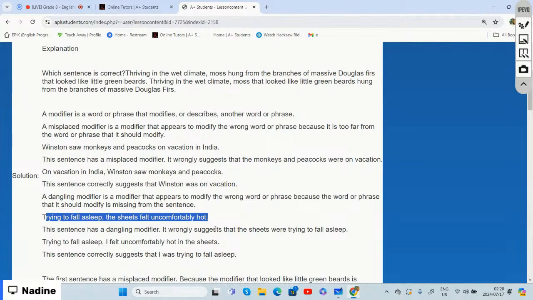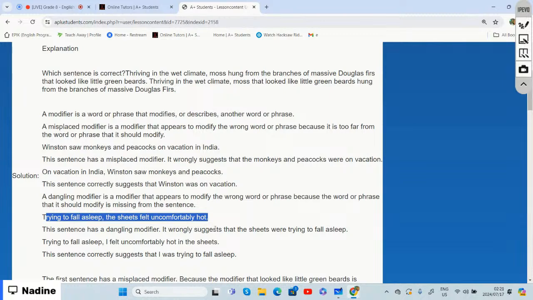So, if we look at that sentence, remember we said a dangling modifier appears to modify the wrong word or phrase because the word or the phrase that it should modify is missing from the sentence. So, trying to fall asleep, the sheets felt uncomfortably hot. Which means that this sentence is a dangling modifier. And it wrongly suggests that the sheets were actually trying to fall asleep.